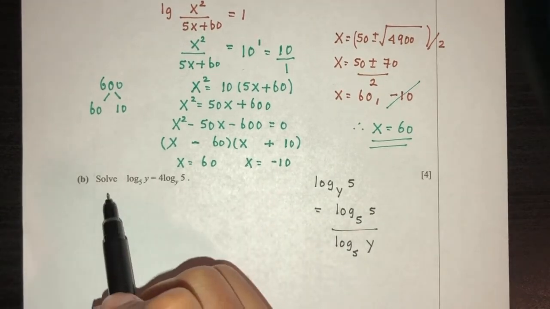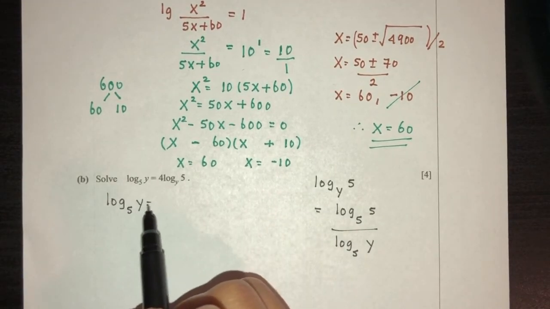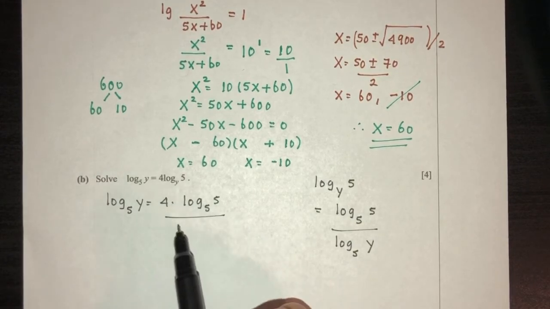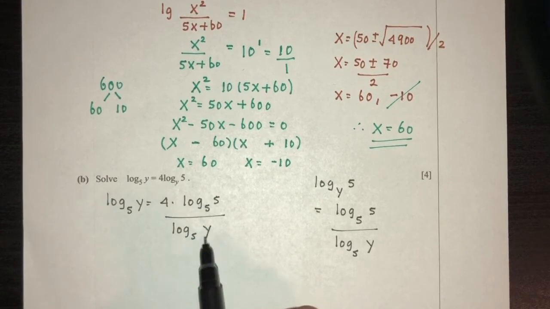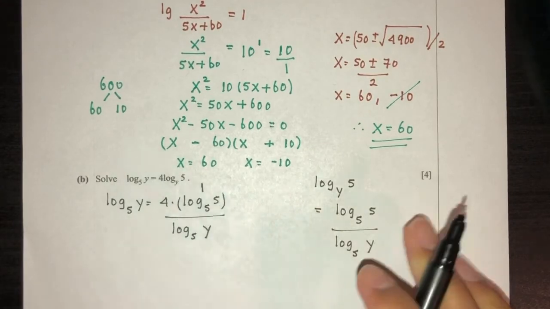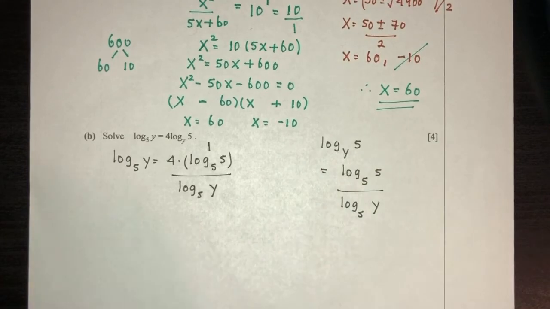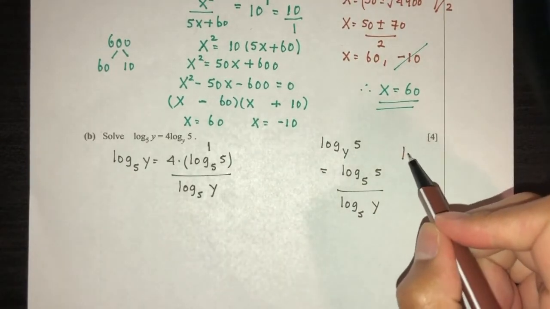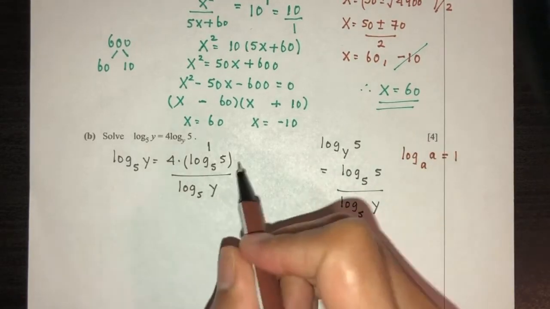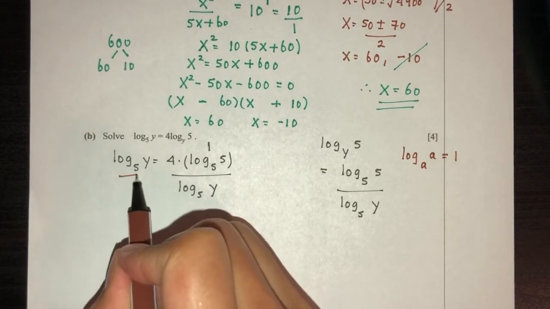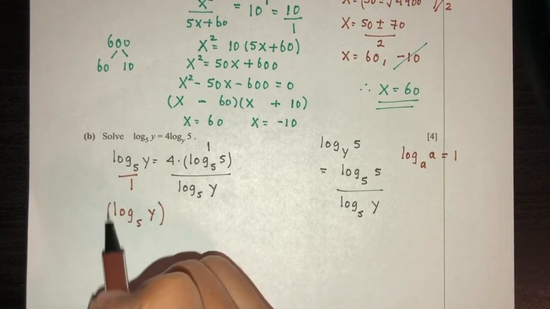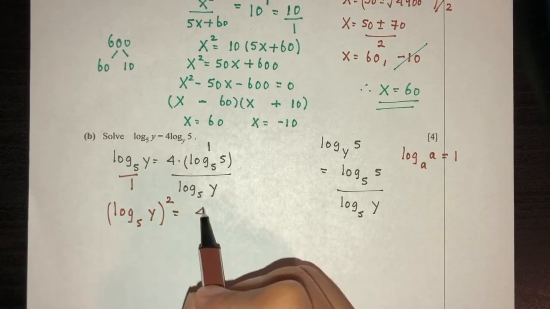Replace back, you will have log base 5 of y equal to 4 times log base 5 of 5 divided by log base 5 of y. Now this becomes 1. Log base 5 of 5 is 1. So basically log of anything to the base of the same thing is equal to 1. So just as you know. So to cross multiply, you will have log base 5 of y times the same thing, that will become square, equal to 4.